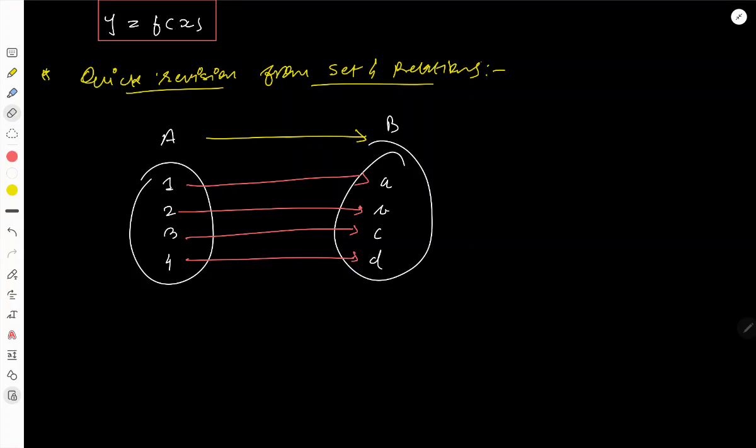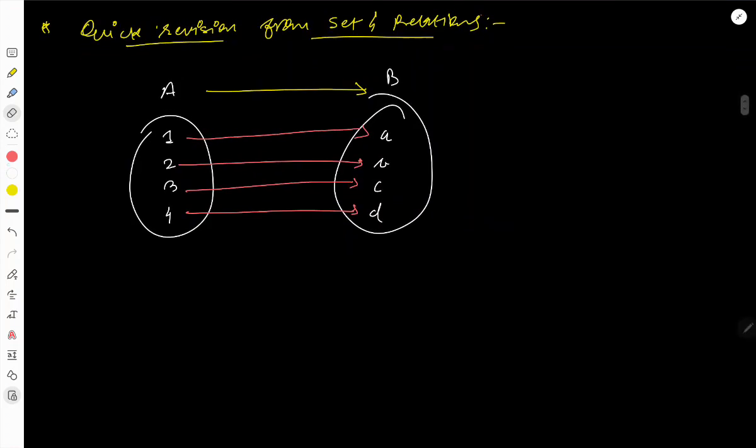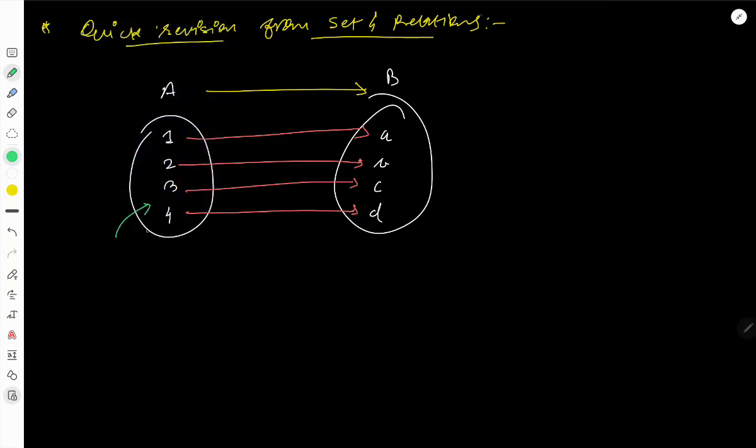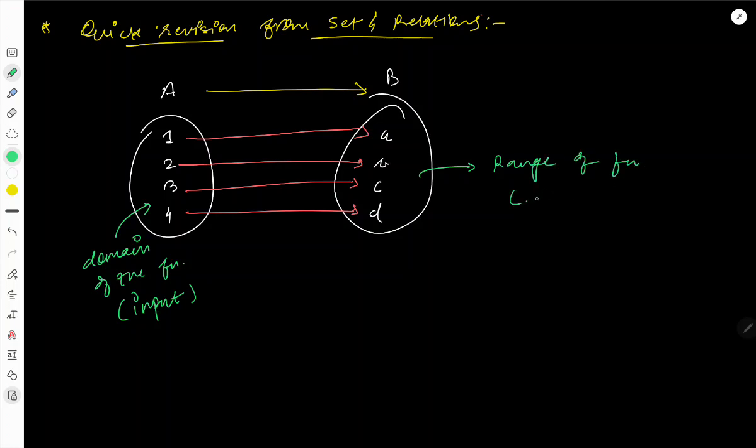And now, what is set A? If we see in the theory of functions, then set A can also be called the domain of the function. And this is the output. I'll write this one as input and this one as the range of function. This is the output that we get. So, how will we explain this?